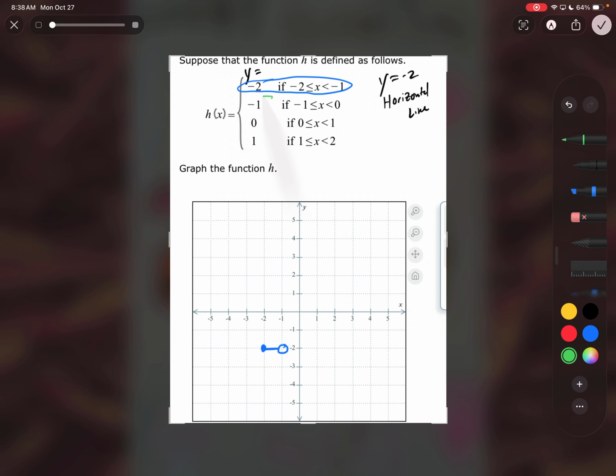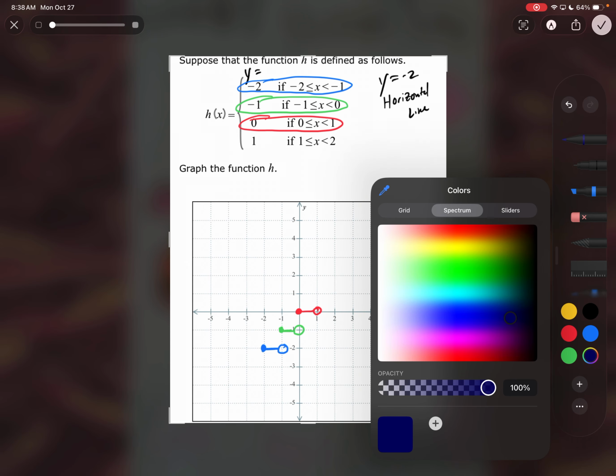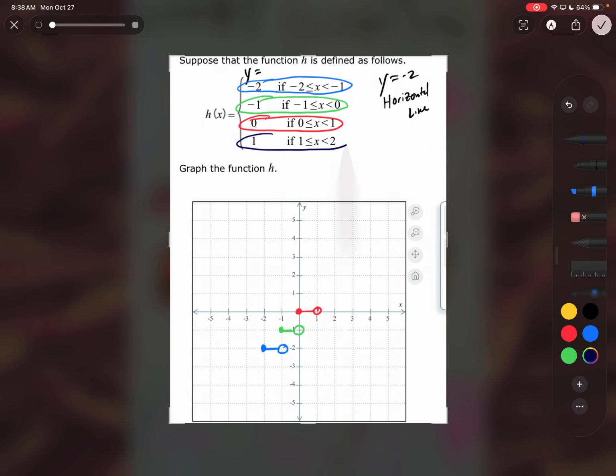Okay? The next one starts at -1, and it is a closed circle, and then an open circle at 0, and is a horizontal line at -1. The next one's at 0, at 0 to 1. You can kind of see how they call this the step or the stair function. So the last one here is at 1. I'm sorry, it is 1, so it's at 1 to 2.